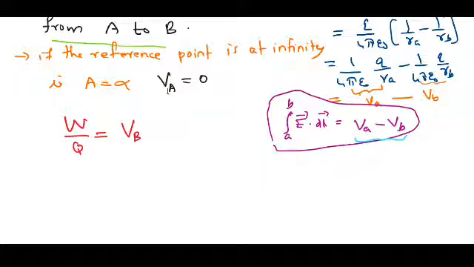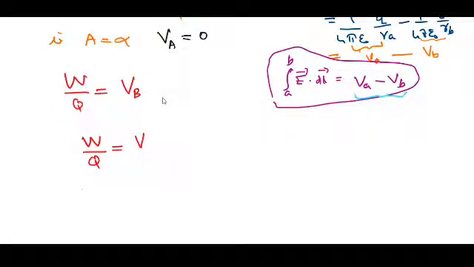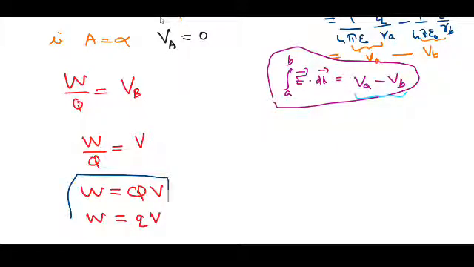In general, we can write the work done on the charge Q is equal to the electric potential at that point. That is, W is nothing but QV, or simply W is equal to QV. Work is equal to the charge into electric potential. This equation is quite useful, and we will use it in the next session also.